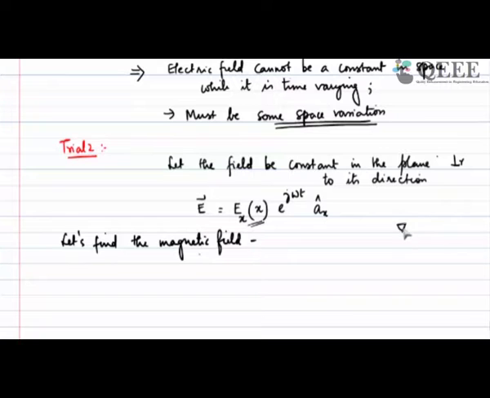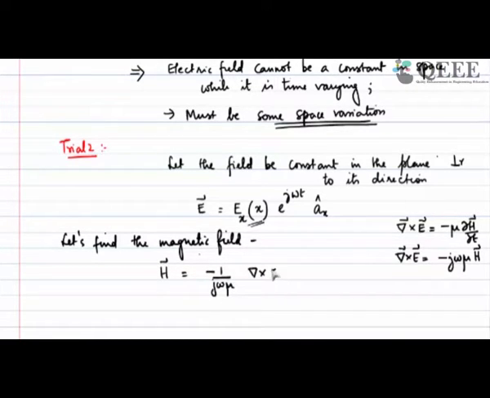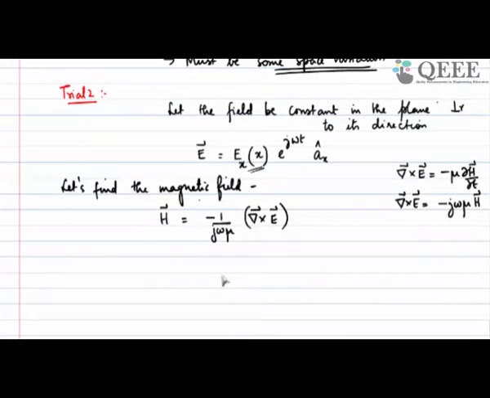And the way I find magnetic field is I have Ampere's law. I have Faraday's law. I will use Faraday's law because I know E, so I can find del cross E. It's minus mu del H by del t. And because it is time harmonic, I can replace del by del t as j omega. So minus j omega mu H. This is my curl of E. So my H is minus 1 by j omega mu curl of E. This is my H.